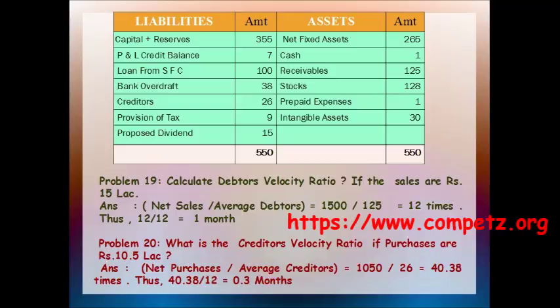Debtors velocity ratio. Here given is your sales. Sales is your 15 lakh. The formula for debtors velocity ratio: here we need to calculate in months. How many months we need to calculate? Right. Just a minute, friend.